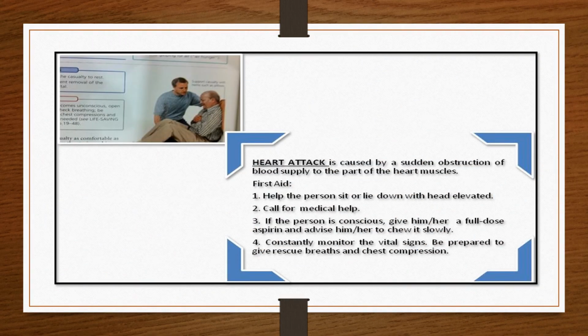Heart attack is caused by sudden obstruction of blood supply to part of the heart muscles. First aid: help the person sit or lie down with head elevated. Call for medical help. If the person is conscious, give him or her a full dose of aspirin and advise him or her to chew it slowly. Constantly monitor the vital signs. Be prepared to give rescue breaths and chest compressions.